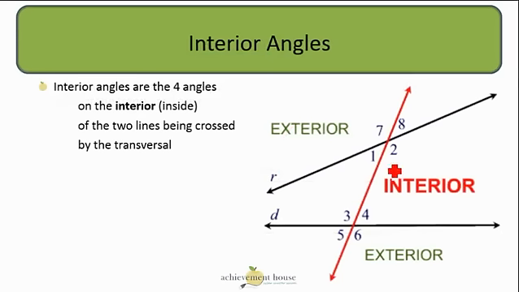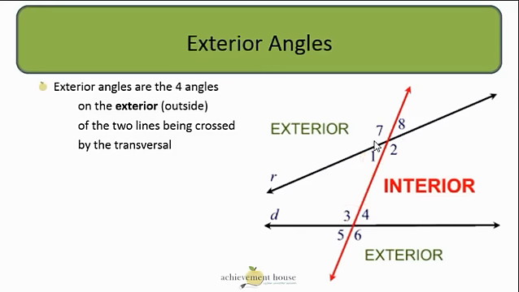Also, from the previous lesson, let's just review the 4 angles of the 8 angles that are formed. The 4 angles on the inside of the two lines are interior angles, so angles 1, 2, 3, and 4 in this diagram are interior angles. The other angles of the 8 formed are on the outside of the two lines being crossed by the transversal. So in this case, angle 7, angle 8, angle 5, and angle 6 are all exterior angles. They're on the exterior of the two lines.